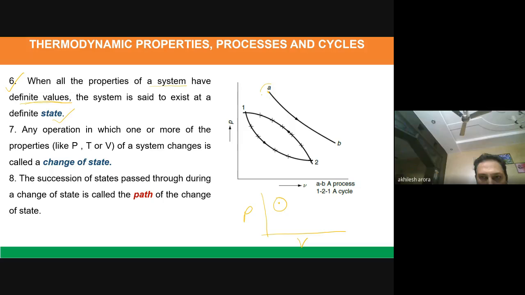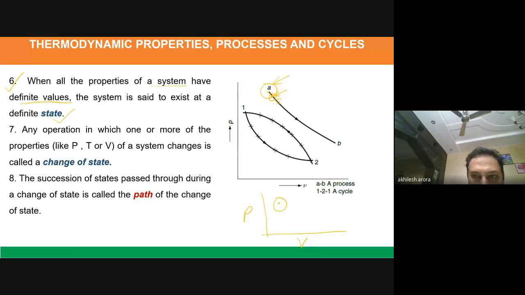Now suppose this is the initial state of the system. Thermodynamic system is existing at state point A. Now suppose you supply a certain amount of heat, or suppose the gas expands. What will happen? The state will change to this particular location. It will be coming here. Then suppose it expands more, the volume increases.